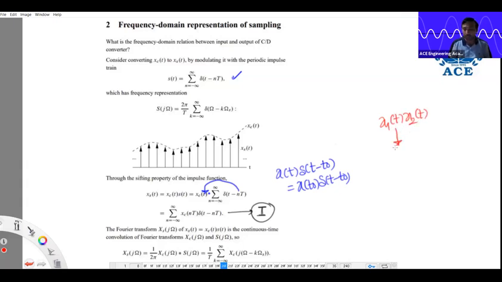x1(t) multiplied by x2(t) means what will happen to their spectrums? 1 over 2 pi, X1(j omega) convolved with X2(j omega), omega for analog. So when you multiply in the time domain, we know this is the convolution formula, the standard formula, for the spectrum of an ideally sampled signal.